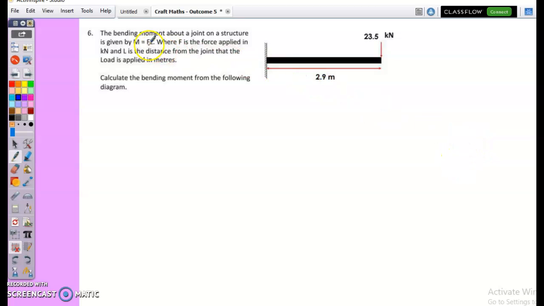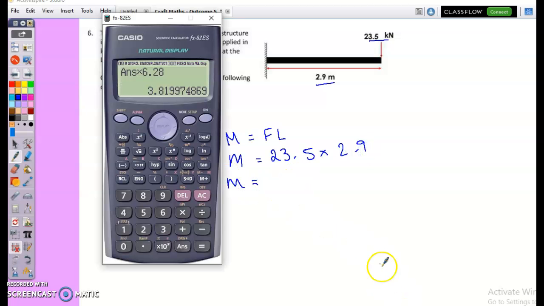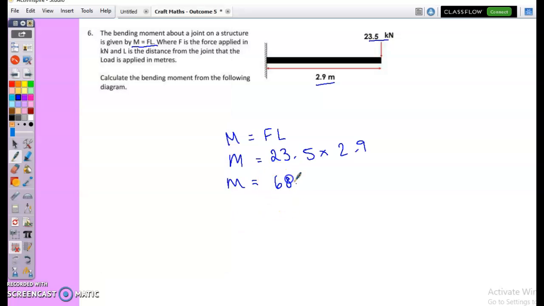Okay, last question then. The bending moment of a structure is given by M equals FL, where F is the force applied in kN, and L is the distance in meters. Calculate the bending moment here. So F is 23.5, L is 2.9. Nice straightforward one for the last one. 23.5 times 2.9 is 68.15. Your units, if you want them, would be kNm.